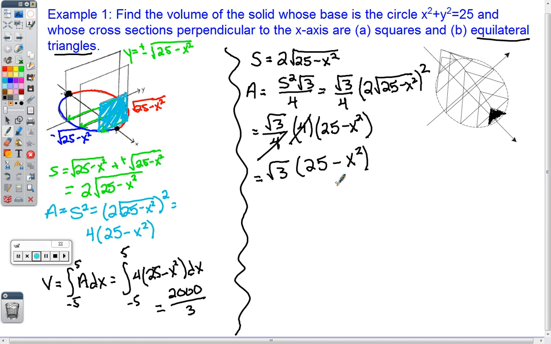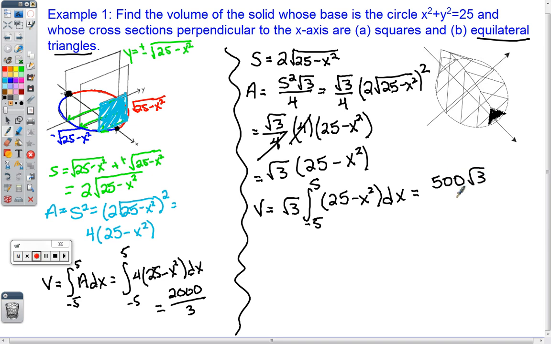Alright. So the volume equals root 3 times the integral from negative 5 to 5 of 25 minus x squared dx. Nothing to it. I plugged that in and I ended up with 500 root 3 over 3. Not too bad, I hope.